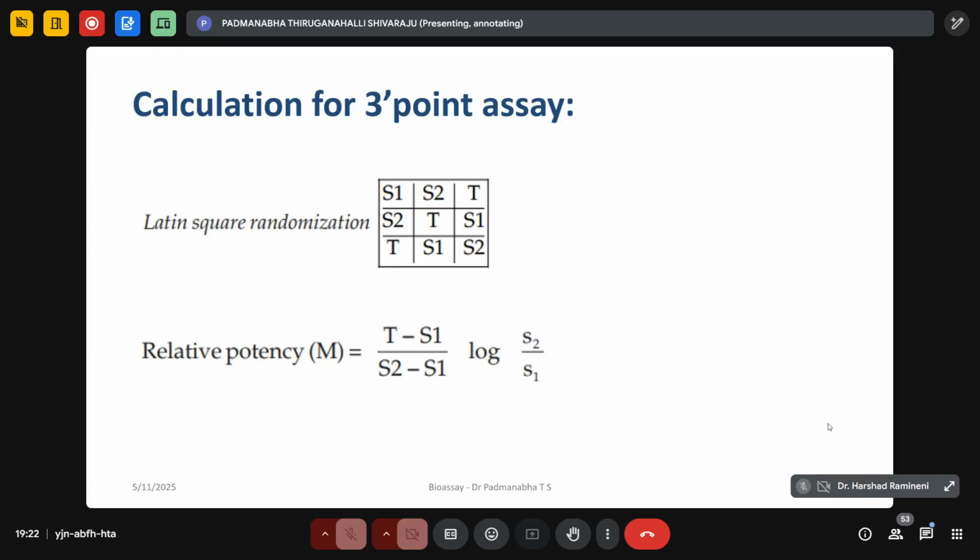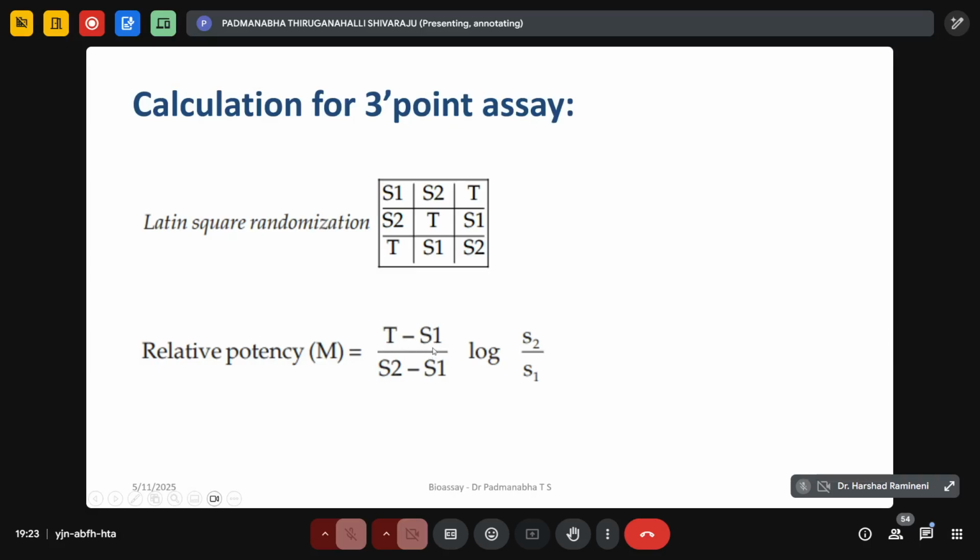So how is it done? This is the Latin square randomization. A 3-point assay will have 9 responses. We have standard drug 1, standard drug 2, two different concentrations, and we have a test drug. Again, you randomize as S2 T S1, T S1 S2. You take an average of it, and this is how you calculate the relative potency. The height will be calculated as T minus S1 divided by S2 minus S1, and the log of S2 by S1. Here, capital T and S1 are the heights of the test dose and the standard dose.